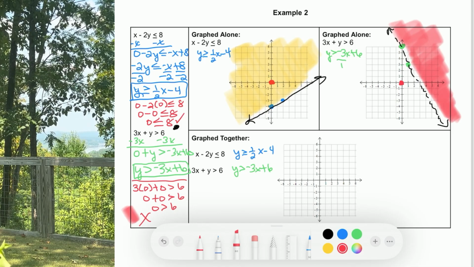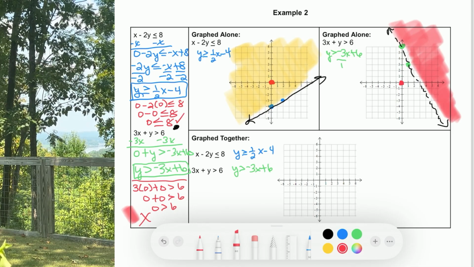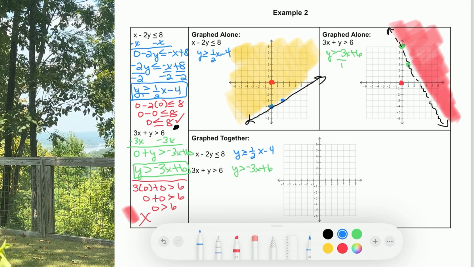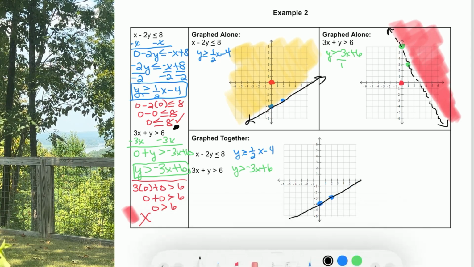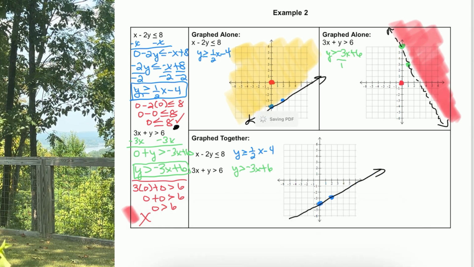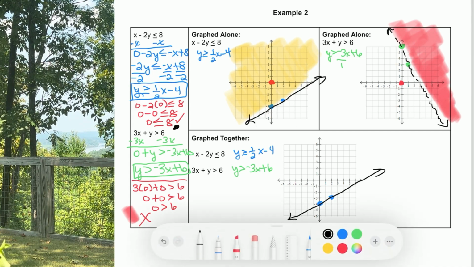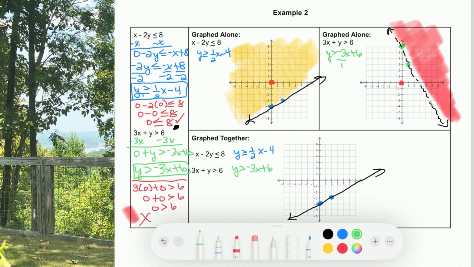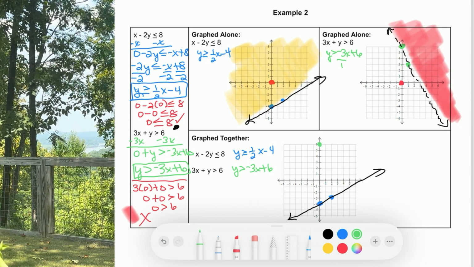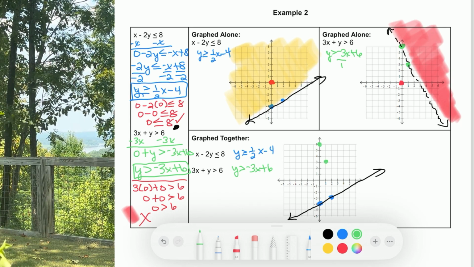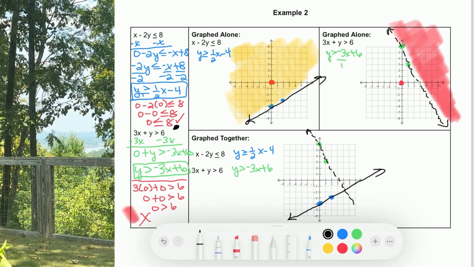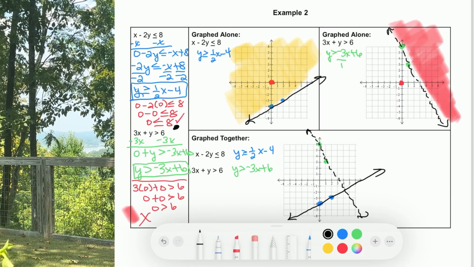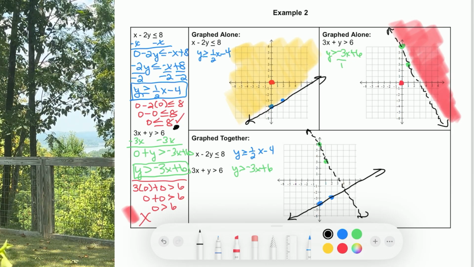Now let's plot both our lines together on this graph down here. Start with the first one. We had gone down to negative 4, up 1 over 2 for our second coordinate, and we had a solid line. Our second line was a plus 6. We went down 3 and over 1 for our second coordinate, and it was a dotted line. All right, so now what we need to do is figure out where they share shading.